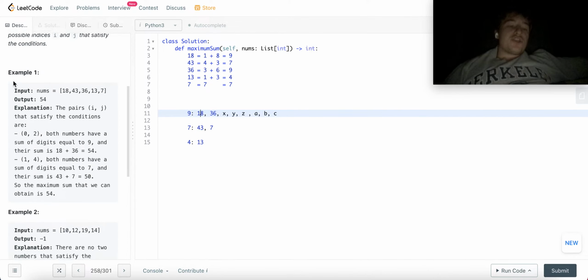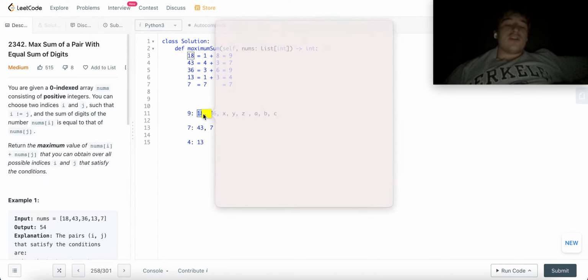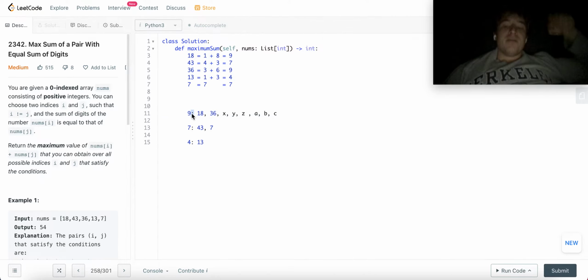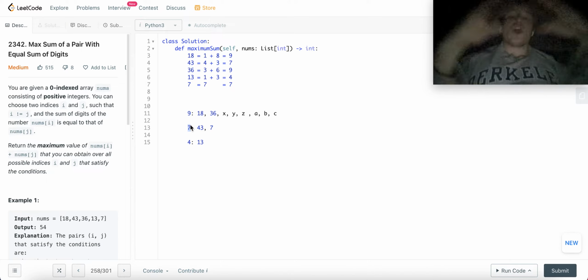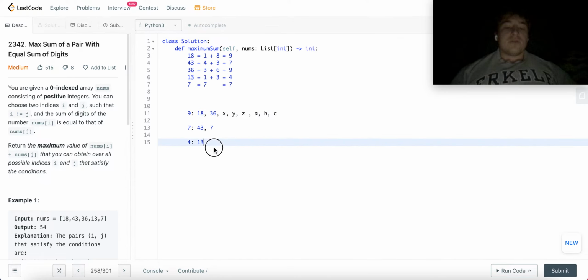But since we're only looking for the maximum value of nums i plus nums j, we only need to look at the two largest num pairs that equal 9, or the two largest num pairs that equal 7, right? Because that'll add to our largest solution. So we don't need to look at all pairs. We just need to look at the two largest values here. So we only need to keep track of that information, okay?